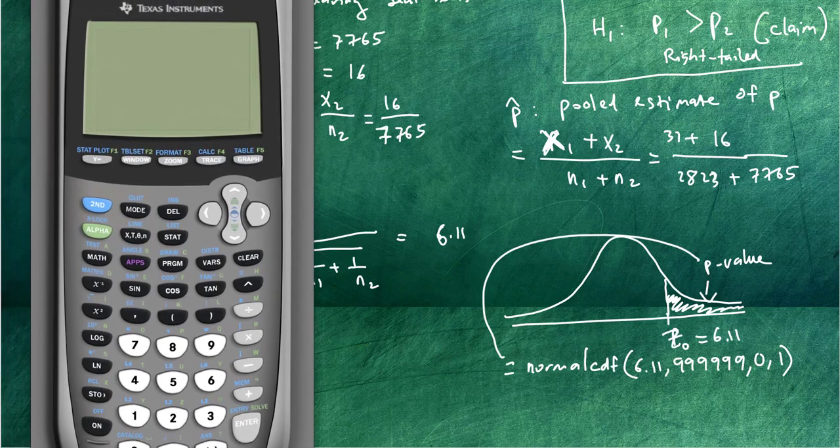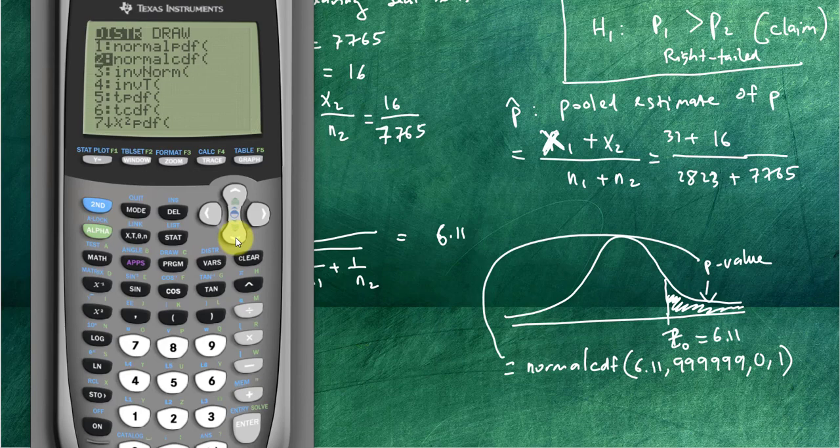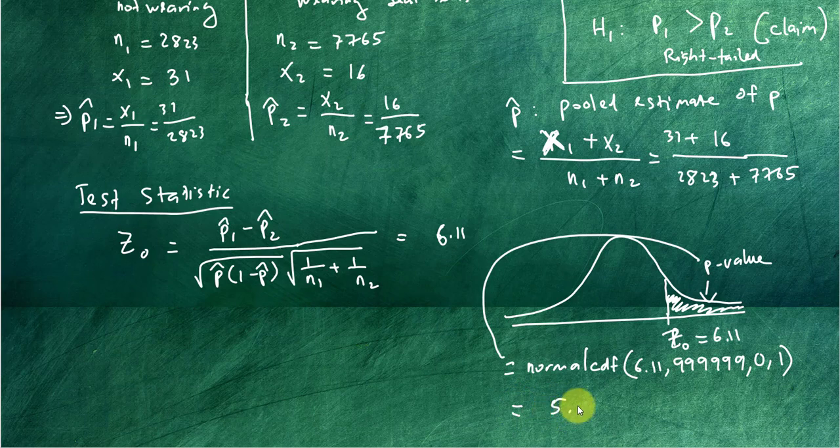To use that function, I press second var to get distribution, and go to normal CDF. The lower bound I want to start from is 6.11, and I want to go all the way to the right, so I put a very large value. The mean is 0, the standard deviation is 1, and I hit enter. That gives me about 5.000 times 10 to the negative 10. This is extremely small. You can think of it as a super small number, or 0.